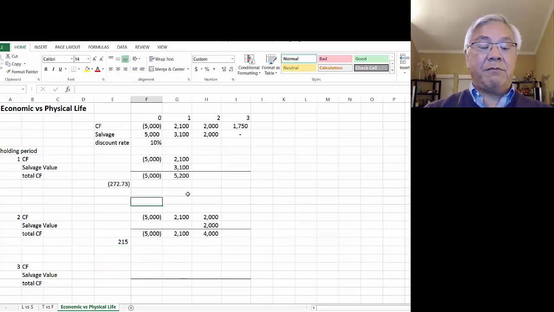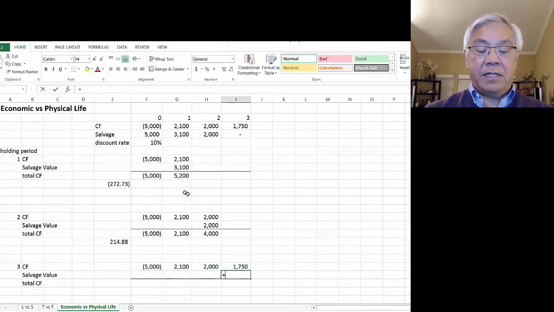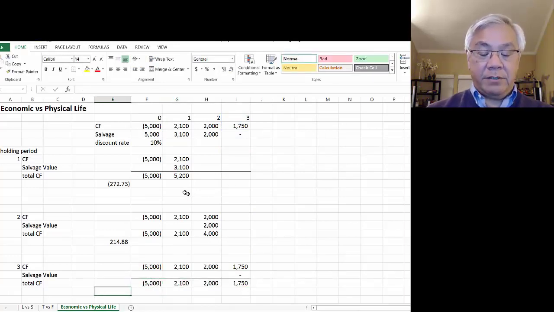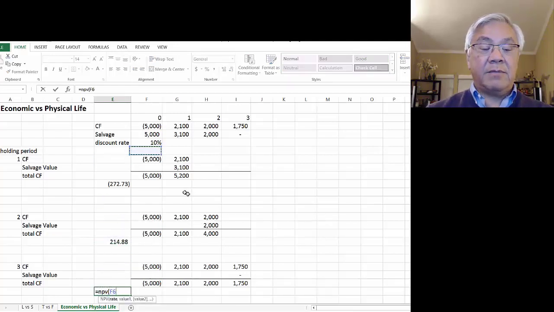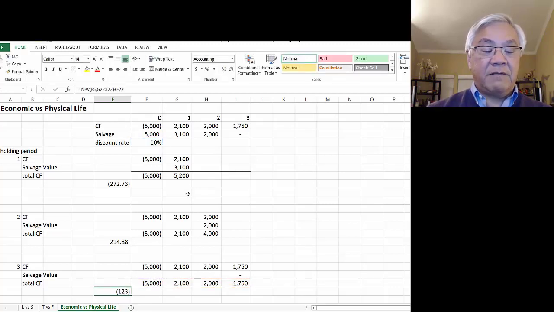And let's say we hold it for 3 years. So we'll get all 3 years of cash flows, and we get a salvage value equal to 0. And so the cash flows are as follows, and we can do the NPV, rate is 10%, comma, cash flows, and the outlay kept outside, and it's negative 123.